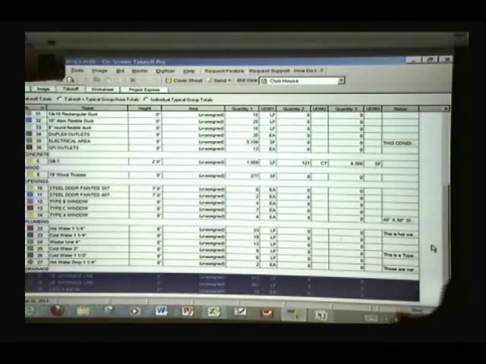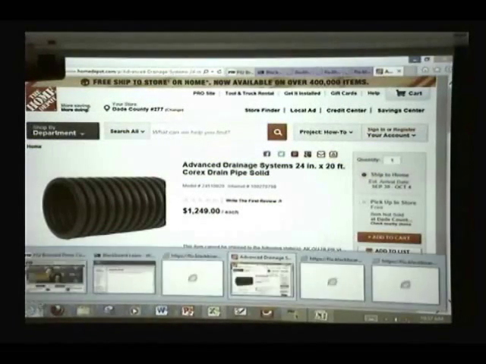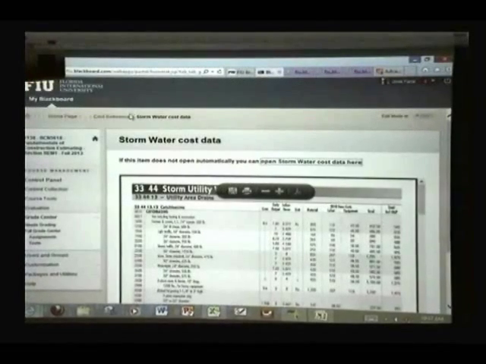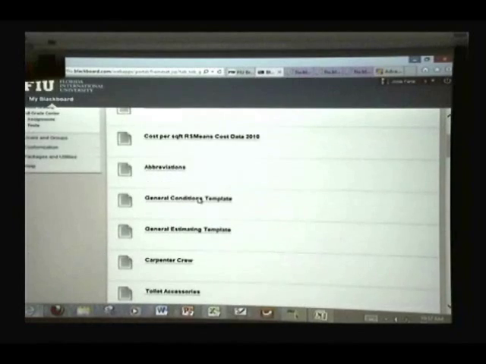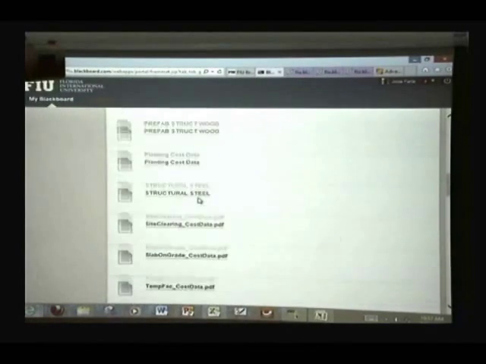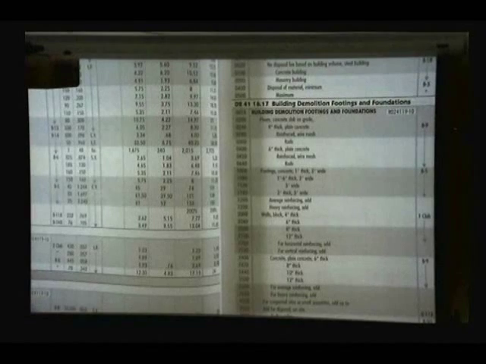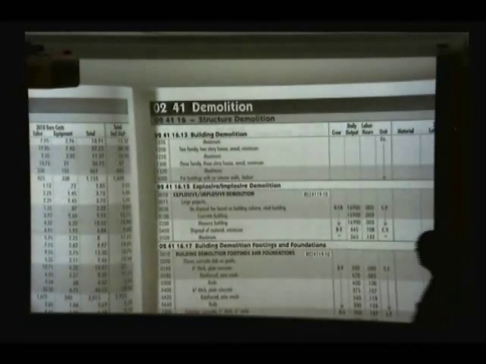Estimate the cost of demolition. That's good. So the way that I would approach that is to first find cost data for demolition. So I'll go to the cost reference and see if I have demolition cost. So here we have demolition in this section of the R.S.